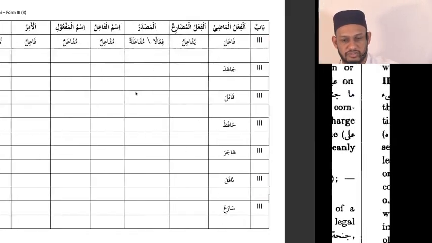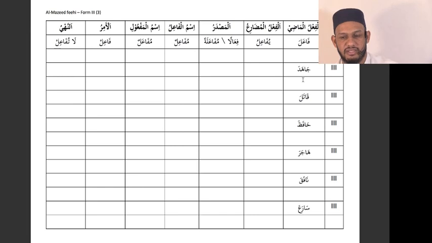So let's say the word strive. Jahada means he strove. Yujahidu means he is striving. Then the masdar is what? The word you all know is jihad. Jahada, yujahidu, the masdar is jihadan. So jihadan means striving or fighting or exerting oneself.